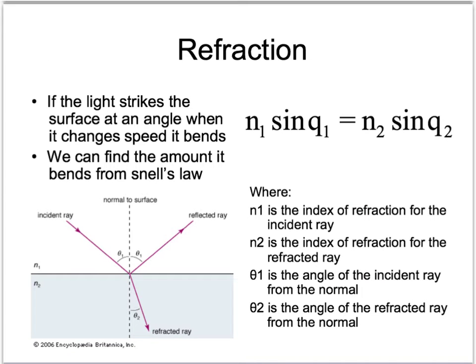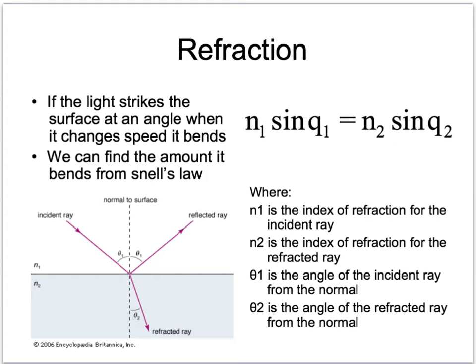Now the neat thing about light changing speed is, if it doesn't hit straight on, if it hits the surface at an angle, when it changes speed, it will actually bend. The light ray won't be going in the same direction as it passes through the medium. Now we can find the amount it bends from something called Snell's Law. That's this formula over here.